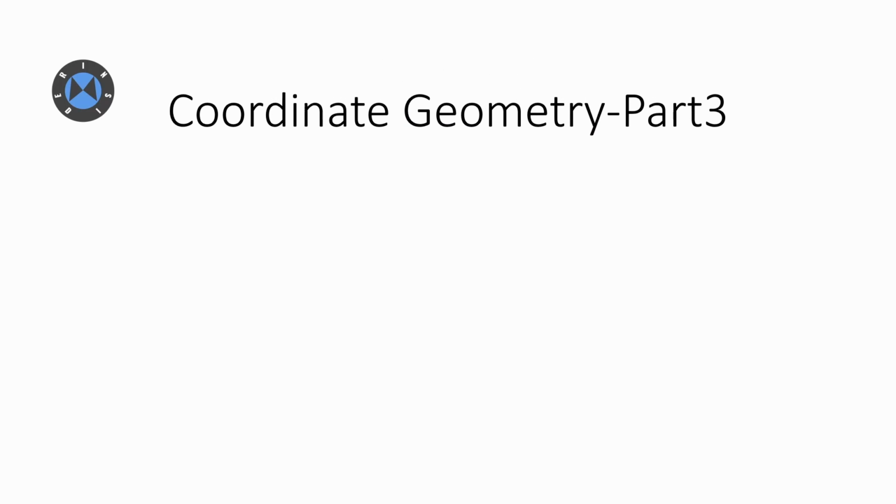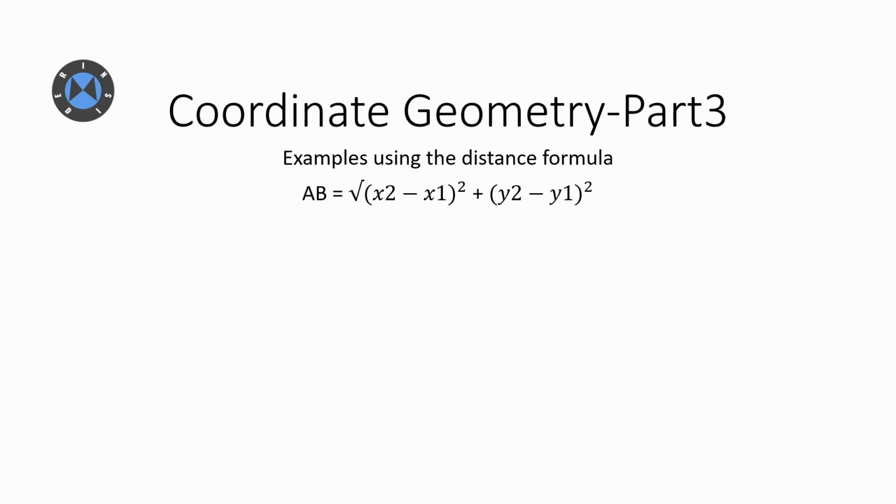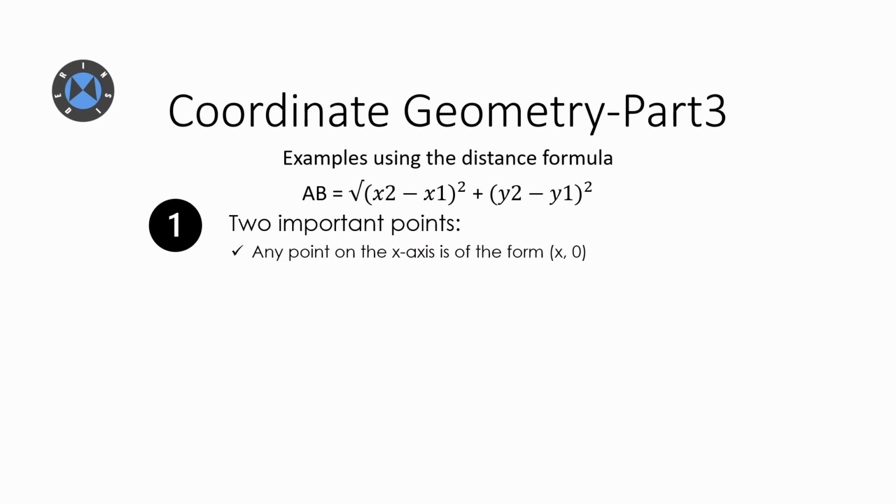Today we're going to discuss coordinate geometry part 3, where we will take more examples and see how the distance formula is used, that is AB equal to root over of x2 minus x1 square plus y2 minus y1 square. Here we're going to discuss more on two points: any point on the x-axis is of the form x and 0, and any point on the y-axis is of the form 0 and y. We have already discussed a few examples on this, and we will discuss some more examples in today's session.